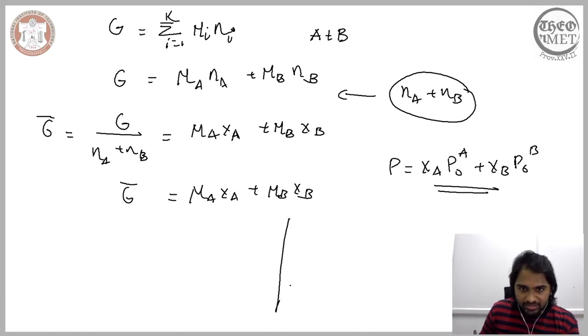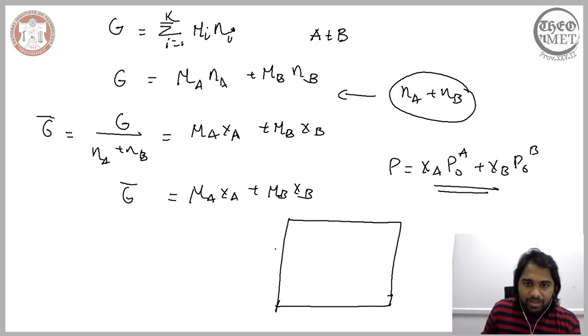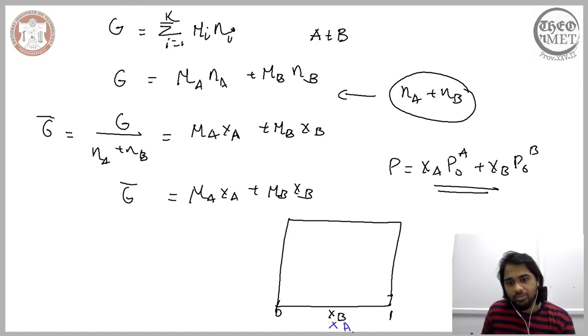Now let us consider how G bar varies with the concentration of A and B. Let us assume along the x-axis it is xB. On the left extreme it is 0, on the right extreme it is 1. Since these are expressed in mole fraction, we can also represent xA, the other component. Here it is the reverse of xB, so along the left extreme xA is equal to 1, and along the right extreme it is 0.